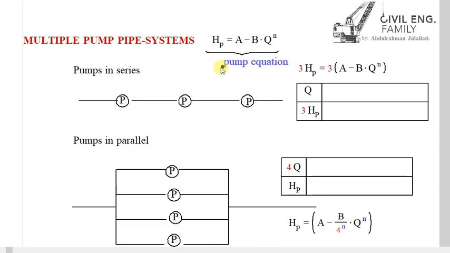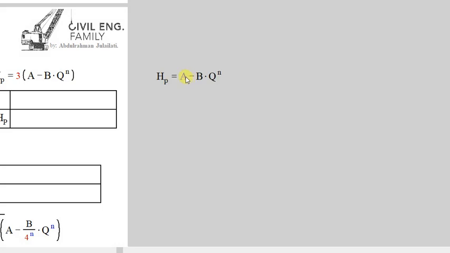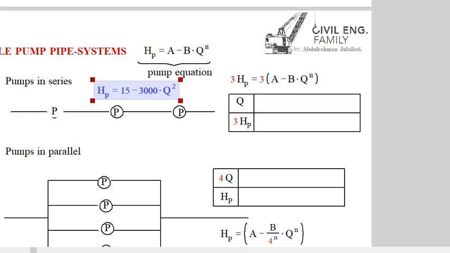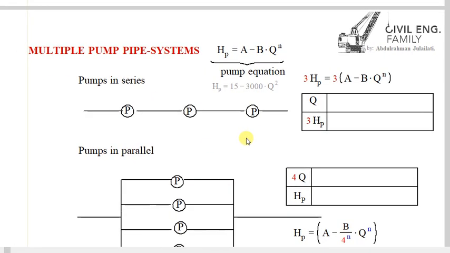Okay, so normally we will have numbers in this. For example, 15 minus 3000 Q squared, and this is just an example. Anyway, if we have pumps in series, what does it affect in the equation? We only multiply the whole equation by the number of pumps in series. So if there were 3, we multiply it by 3: 15 will be 45, 3000 will be 9000, and it's done.